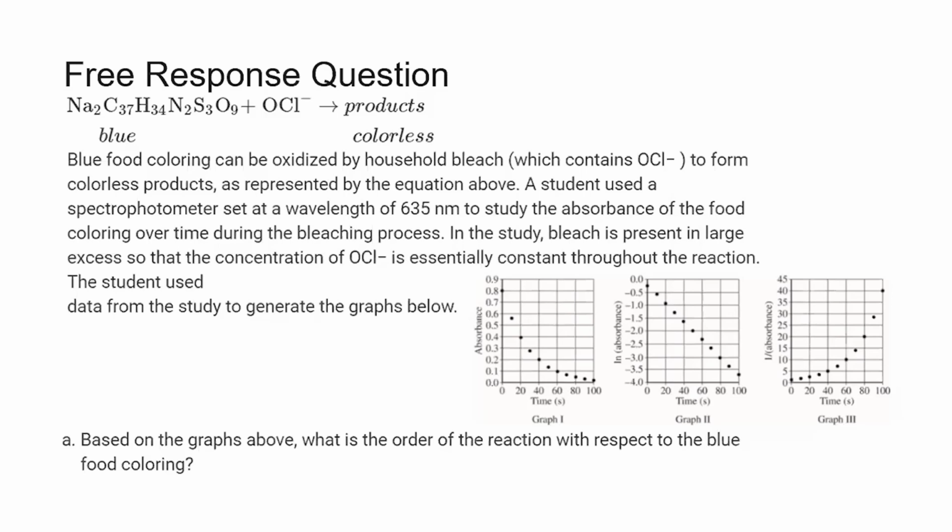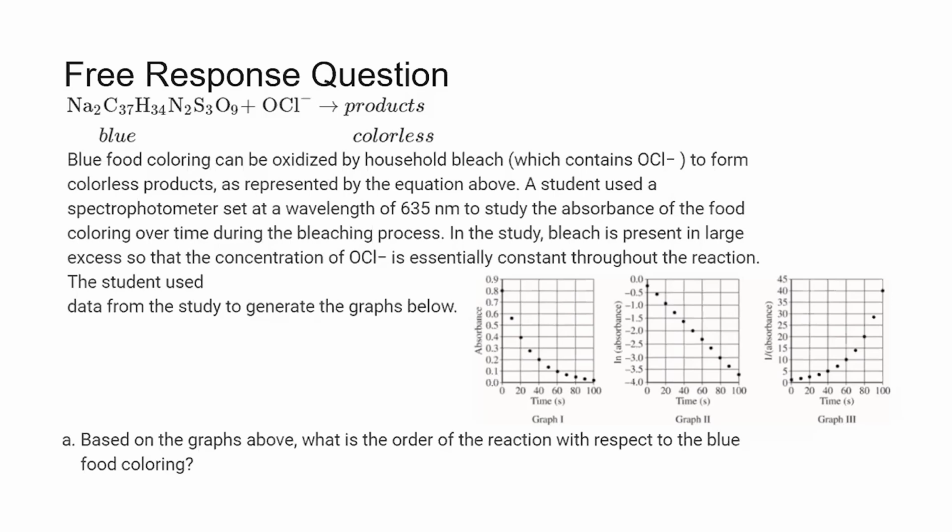Free response question. So blue food coloring can be oxidized by household bleach to form colorless products as shown above. A student used a spectrophotometer set at a wavelength of 635 to study the absorbance of the food coloring, and so on. Based on the graphs above, what is the order of reaction with respect to the blue food coloring? So notice how it talks about spectrophotometry, like Beer's law and all that stuff. It tells us about it, but really the question here is not even related to it. All it wants you to know is what order this reaction is based on the data.